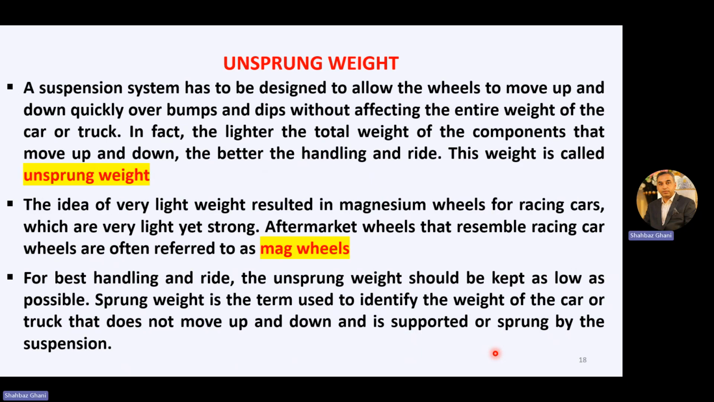Another important factor which should be kept in mind while talking about the suspension or the frame or body construction is the unsprung weight. A suspension system has to be designed to allow the wheels to move up and down quickly over bumps and dips without affecting the entire weight of the car or truck or vehicle. In fact, the lighter the total weight of the components that move up and down, the better the handling and ride. This weight is called unsprung weight.